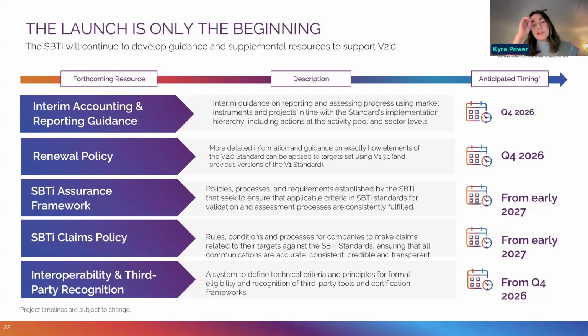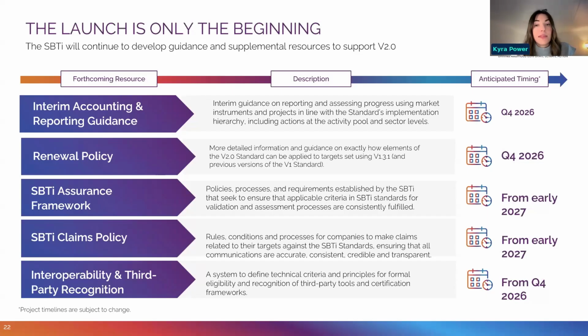Next, the SBTi is continuing work on the assurance framework. This will underlie all SBTi standards. So the assurance framework seeks to provide clarity on how conformance to the standards criteria will be assessed and validated. It will also outline the process and criteria for that end of cycle assessment. Next, the SBTi plans to publish a claims policy. This will provide guidance on how companies can make credible claims throughout the target cycle and in relation to target progress.